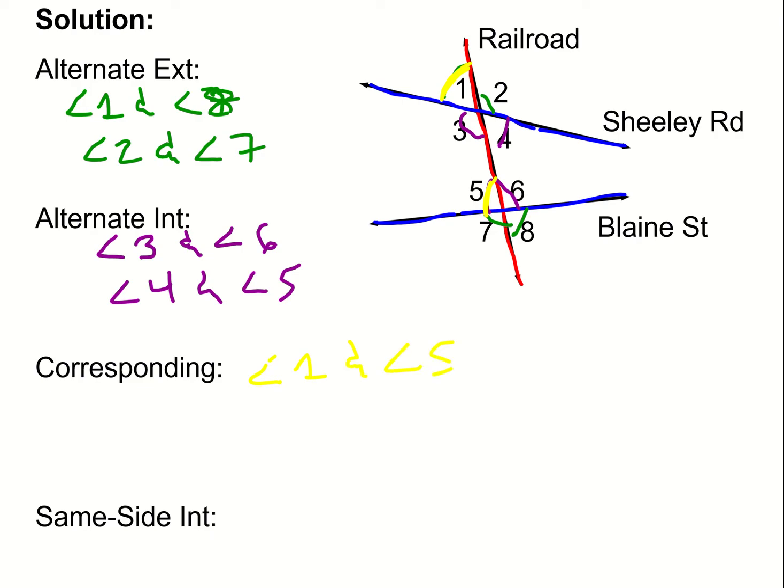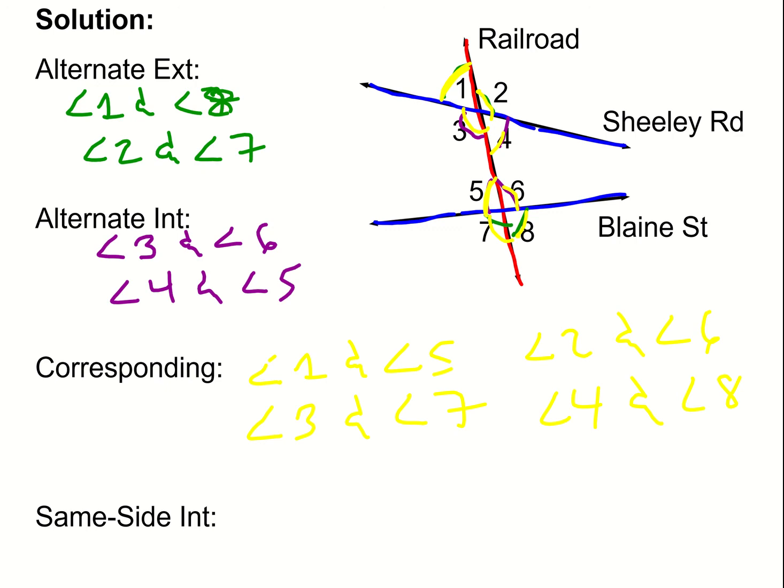In addition, another one would be angle 3 and angle 7. Angle 3 and angle 7, they're both below the blue line and they're both to the left of the red line. So we can say angle 3 and angle 7. There are a bunch of different answers here. You could also say angle 2 and angle 6. You could say angle 8 and angle 4. And those would be examples of corresponding angles.